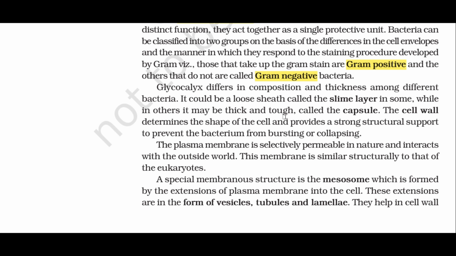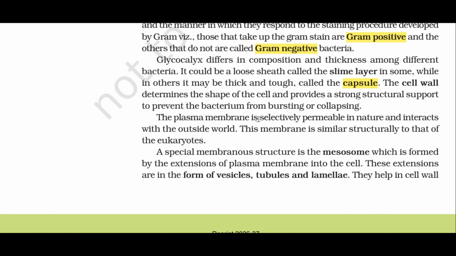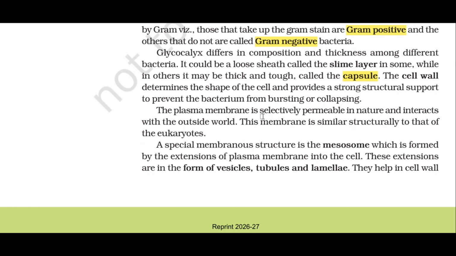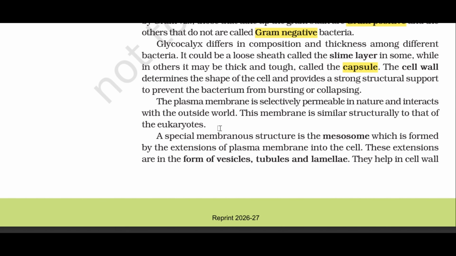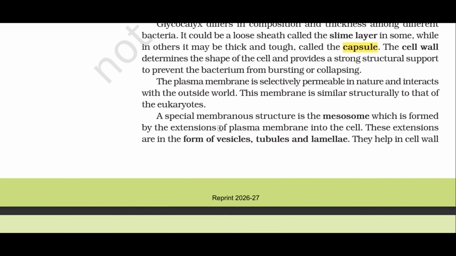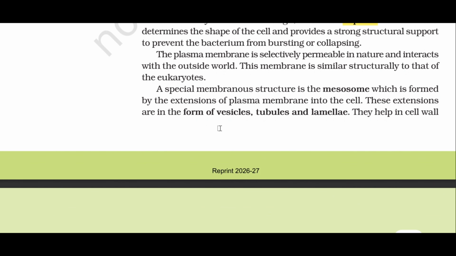The cell wall determines the shape of the cell and provides a strong structural support to prevent the bacterium from bursting or collapsing. The plasma membrane is selectively permeable in nature and interacts with the outside world. This membrane is similar structurally to that of the eukaryotes. A special membranous structure is the mesosome, which is formed by the extensions of plasma membrane into the cell.